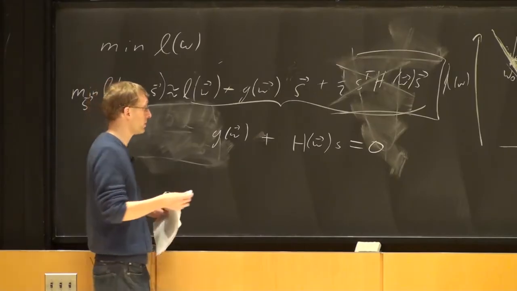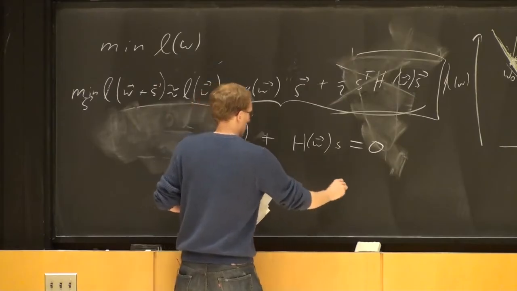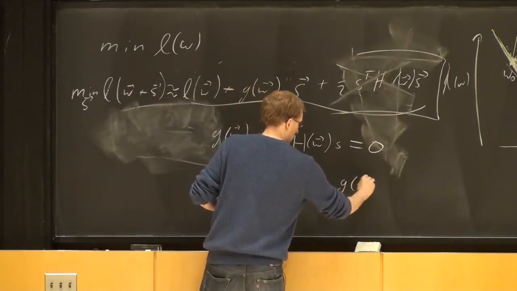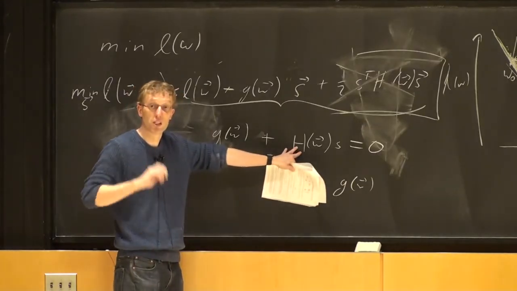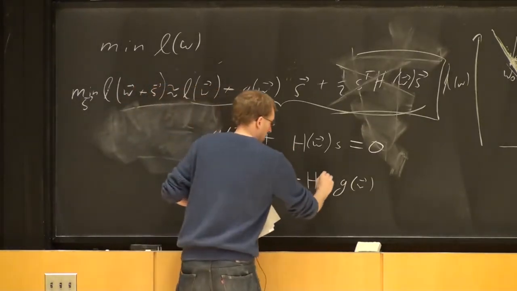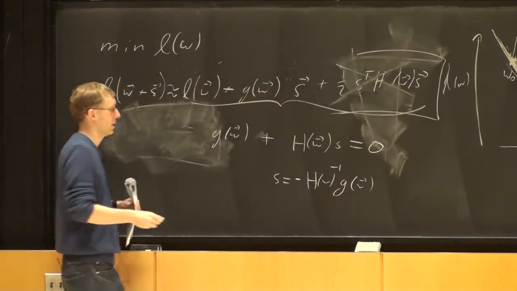What do we do? Well, it's quite simple, right? So we just put this on the other side. So s equals minus g of w. And to get rid of this matrix over there, we just take the inverse, right? H of w inverse. Right? So we divide by this. That's what we have to do.